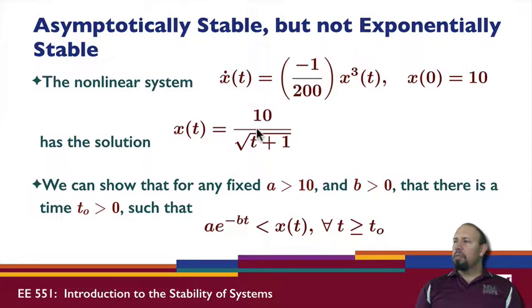So this system is asymptotically stable. As t goes to infinity, this quantity goes to 0. However, it is not exponentially stable. That is, I can always find an exponential function so that this thing becomes less than that. I'm sorry, so that this decays faster than this. Even if this starts off being greater than x of t, eventually it converges faster than this.